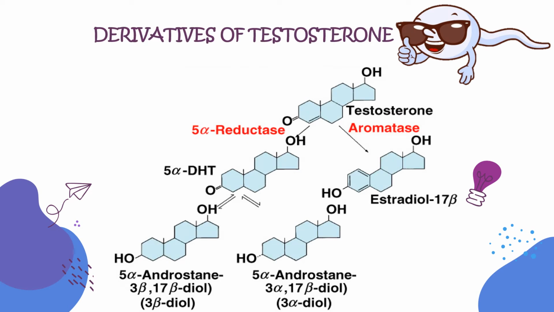Derivatives of testosterone. Testosterone, with the help of the aromatase enzyme, gets converted into estradiol, the major female sex hormone. And testosterone, with the help of 5-alpha reductase, also gets converted into 5-alpha dihydrotestosterone.